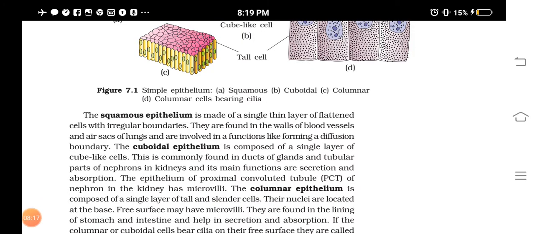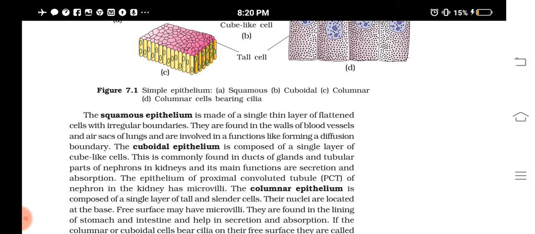So the squamous epithelium is found in the walls of blood vessels and air sacs of lungs. I told you they are very thin, so they help in the process of diffusion, or they form a diffusion boundary. Then cuboidal epithelium, their cells are, as I told, cube like, and they are found where? In the ducts of glands and tubular parts of nephrons in the kidney. The main functions of them are secretion and absorption.